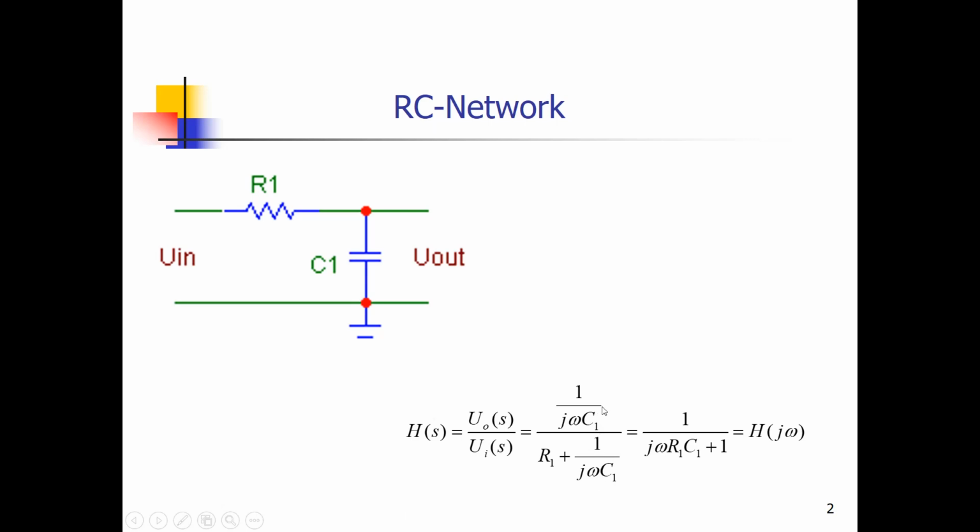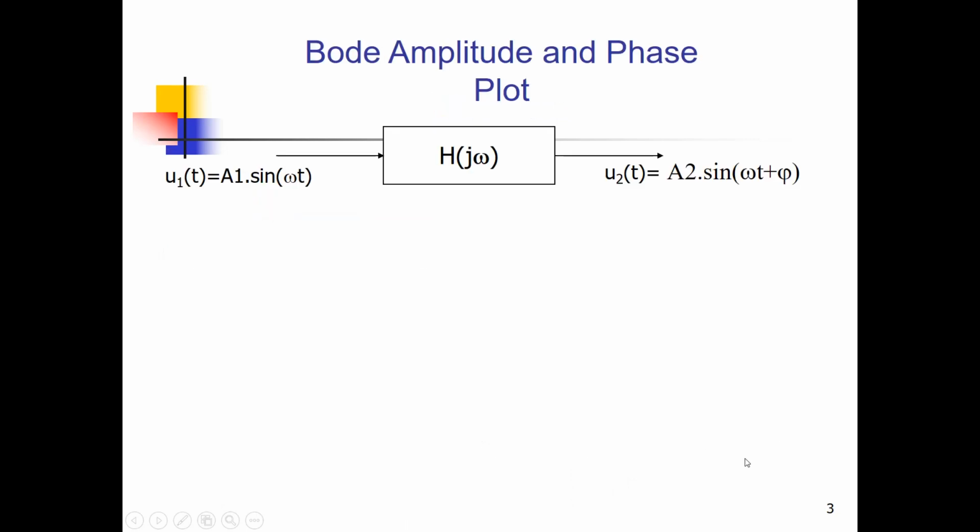Now we can multiply the numerator and denominator by j omega C1, and then we get 1 in the numerator, and in the denominator we get j omega R1 C1 plus 1. And that is my transfer function for this system.